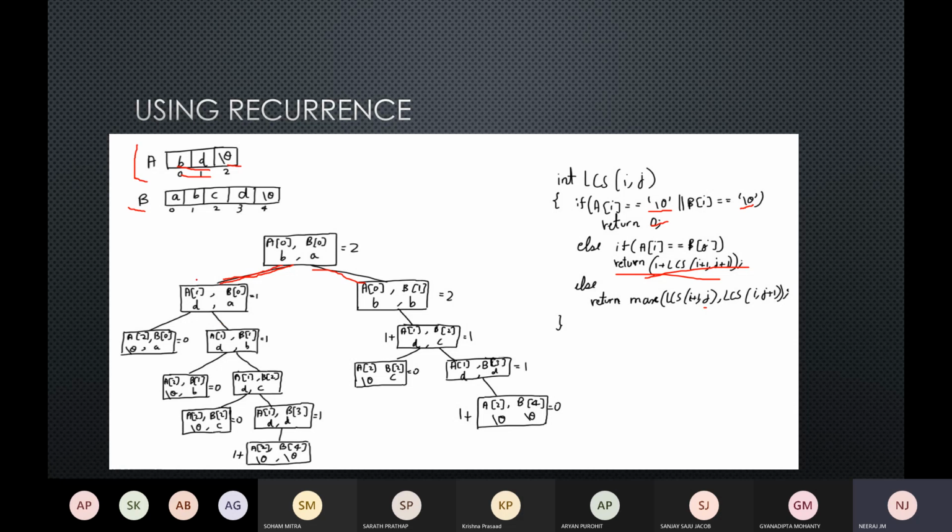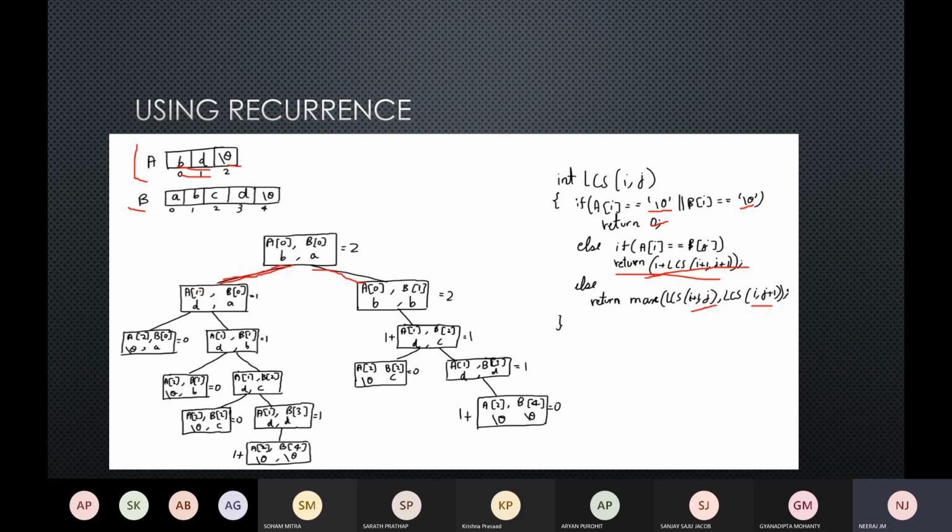So now let us compare. Let us go here. D and A, are they equal? No, D and A are not equal. A of 1 is D and B of 0 is A. Not equal. So again, we do the same thing: I plus 1 comma j and I comma j plus 1.